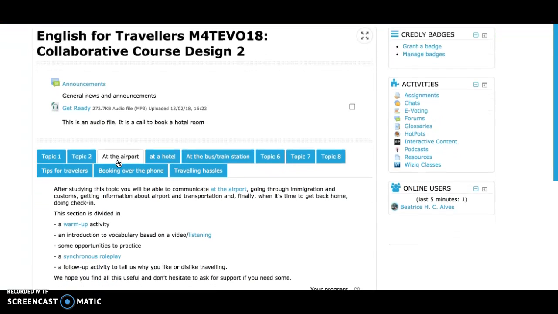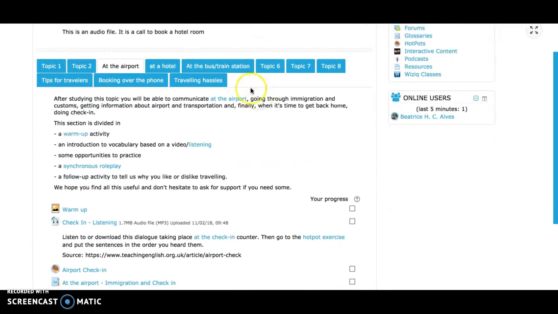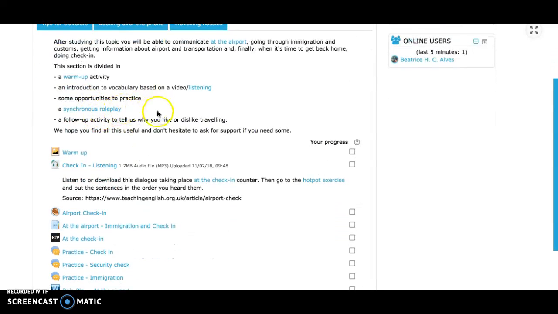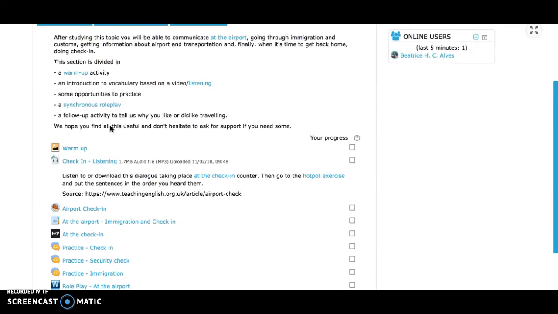So in this topic, I followed the structure that we had determined. I have a warm-up activity, an introduction to the vocabulary based on a listening. In order to respect the copyrights, and because I didn't have time to elaborate anything myself, I went to the British Council for the source. Then some opportunities to practice, role play, and follow-up activities. I know that the appearance is not great yet, but I'm still working on it.